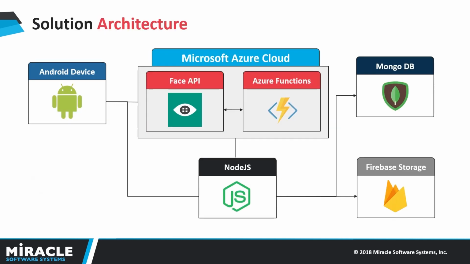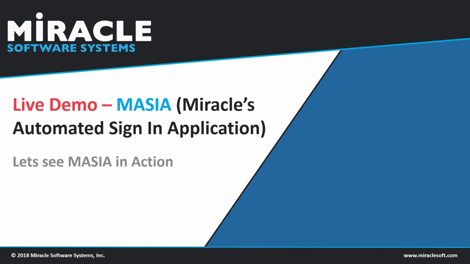So here's how everything works in sync. The Android app connects to the Node.js-based API that persists the daily employee activity in MongoDB and also stores the employee images in Firebase. The Android app connects to Azure Functions to train images in Azure Face API and connects to Face API directly to detect and recognize faces during the sign-in process. This is how MASIA is able to connect to required services to make the life of our employees so much easier and more fun. Now, let me show you a quick demo of how our employees sign into Office daily.